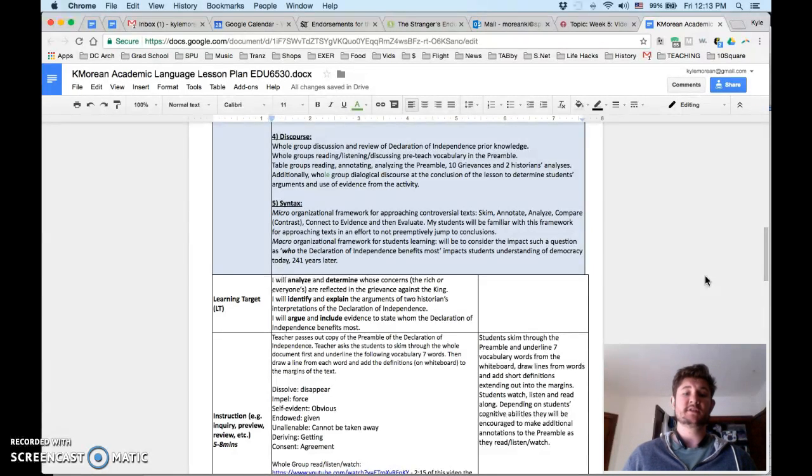And lastly, the macro-organizational framework for macro syntax is that students will be asked to consider the impact of this question, who the Declaration of Independence benefits most, and think about the impacts that such a question like that has on the state of our country 241 years later, and how understanding those issues of power and who benefits from the structure of our country, how those questions are answered today.